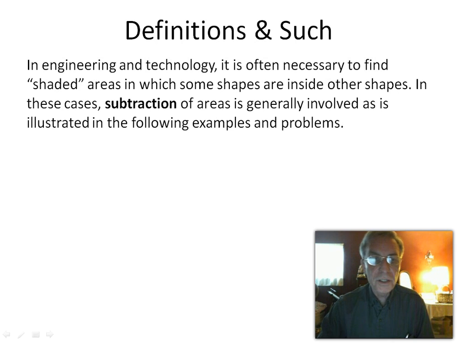With the definitions as such, simply this: in engineering and technology, it is often necessary to find shaded areas in which some shapes are inside other shapes. In these cases, you find the area of the large object and find the area of the small object and subtract the small object from the large object. That's what it comes down to. So subtraction of areas is generally involved, as is illustrated in the following examples and problems.